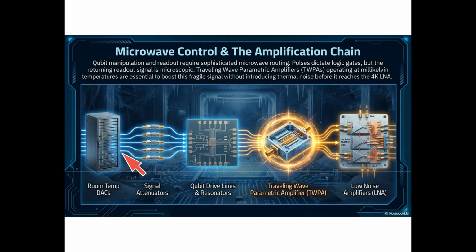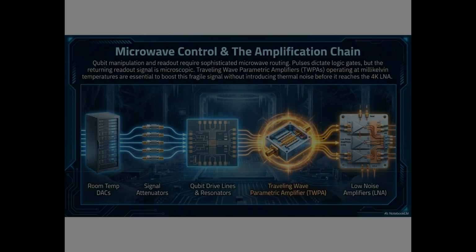As signals travel down through progressively colder cryostat stages, these attenuators reduce power and, critically, thermalize the electromagnetic noise on each line to the local temperature, preventing room temperature photons from reaching the qubit. The conditioned signals then reach the qubit drive lines and resonators on the chip, delivering gate pulses to the gate electrodes. Now the readout signal travels back, and this is where the traveling wave parametric amplifier, the TWPA, becomes essential.